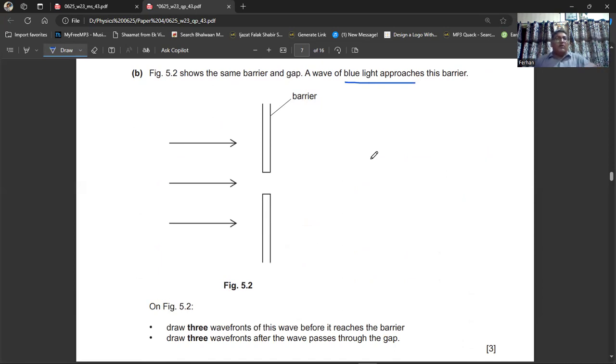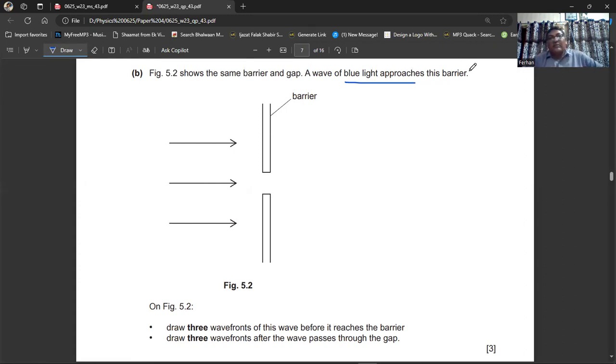So now we are talking about the blue light. You know, the blue light has a smaller wavelength. So first of all, I have to draw the wavefronts here. Draw 3 wavefronts of this wave before it reaches the barrier. Draw 3 wavefronts after the wave passes through the gap. So, the blue will have a smaller wavelength.